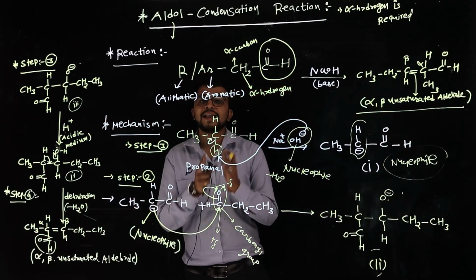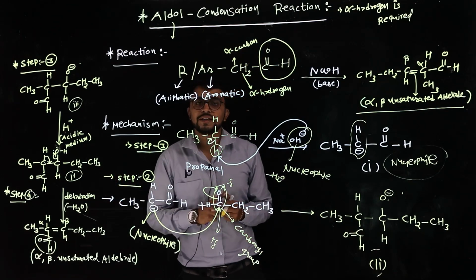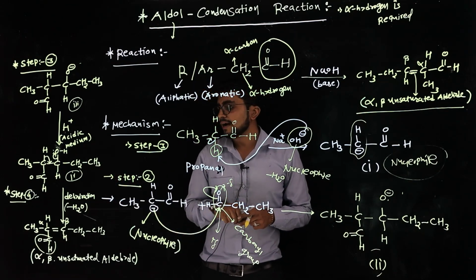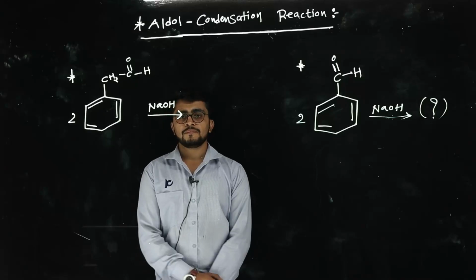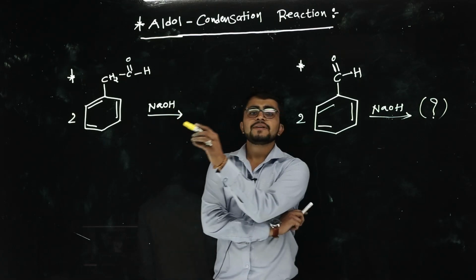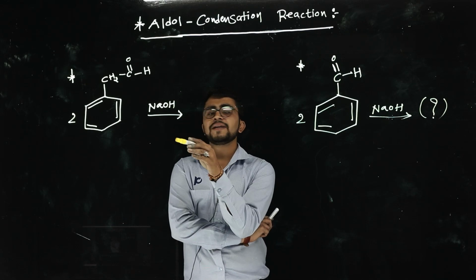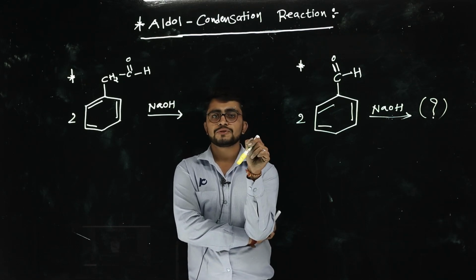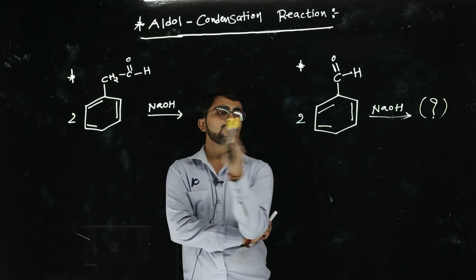So this is the name reaction, the aldol condensation reaction. These are the most important reactions for the aldehydes, ketones and carboxylic acids chapter. Okay. Previously we discussed the concept of the aldol condensation reaction. Now these are numericals based on this reaction. So perform this reaction and write down the product of these two compounds.